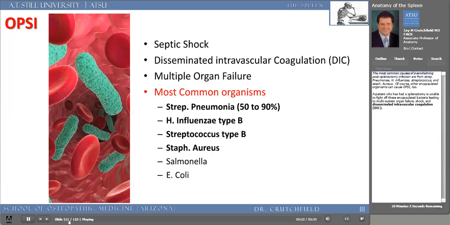The most common causes of overwhelming post-splenectomy infection are from Streptococcus pneumoniae, Haemophilus influenzae, Streptococcus, and Staph aureus. Of course, other encapsulated organisms can cause an overwhelming post-splenectomy infection. A patient who's had a splenectomy is unable to fight off these encapsulated bacteria, leading to multiple organ failure, shock, and disseminated intravascular coagulation.